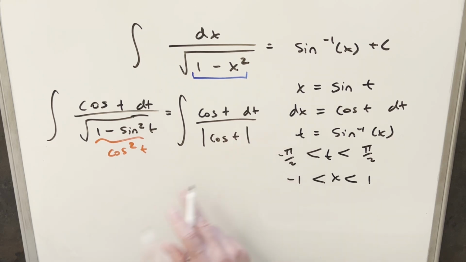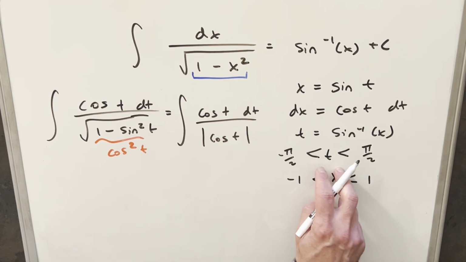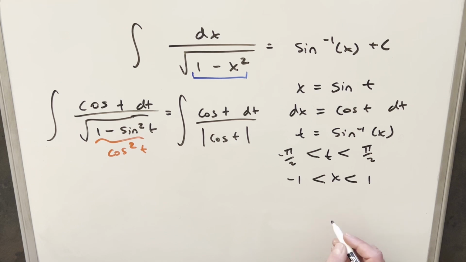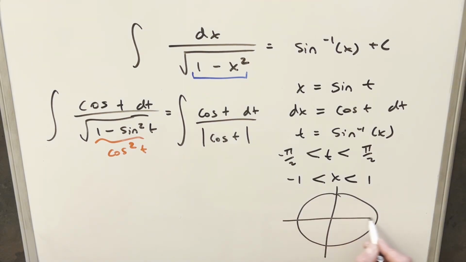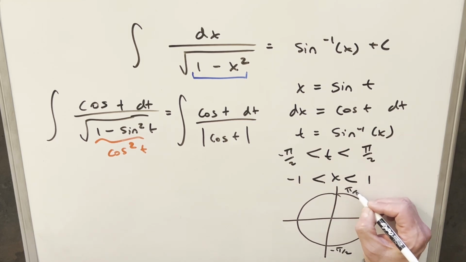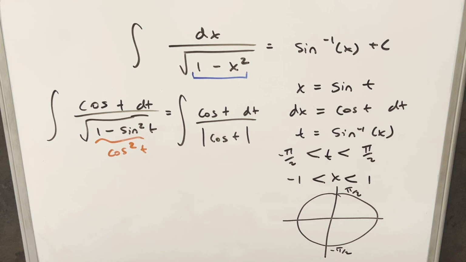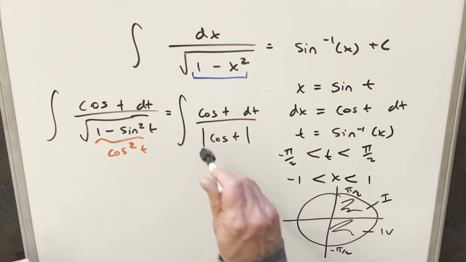Then here we have the square root of cosine squared t, so this is going to become absolute value of cosine t. But then this is where we go back and look at how we've restricted t. It's going to be between minus pi over 2 to pi over 2. So if we look at our unit circle, just a really messy unit circle, if minus pi over 2 is here and pi over 2 is here, this region we're looking at is going to be here and here. That's just going to be quadrants 1 and 4. But in this whole region, cosine is always positive.